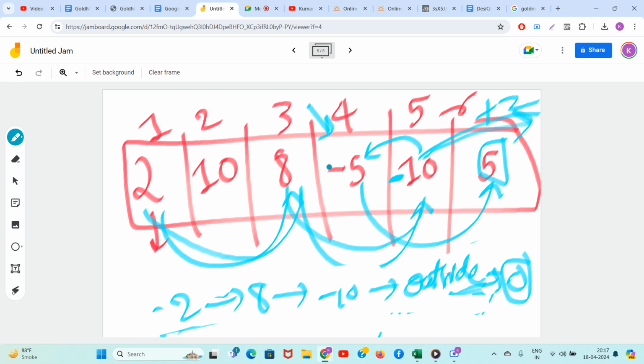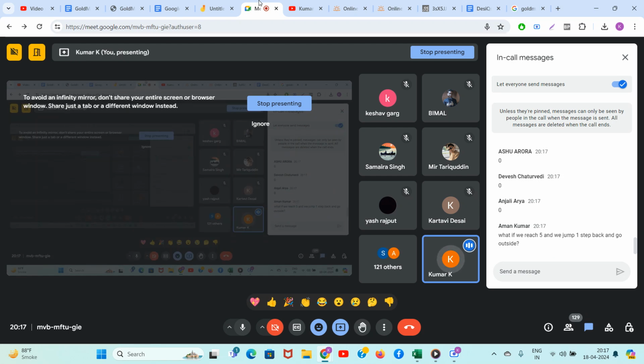Guys, you cannot directly go from minus 5 to outside, because outside is at a distance of plus 3. You can only do plus 2 or minus 1. Got the point? बाहर जाने के लिए भी गट्स चाहिए होते हैं. ऐसे कहीं से भी उठ के बाहर नहीं जा सकते हो.